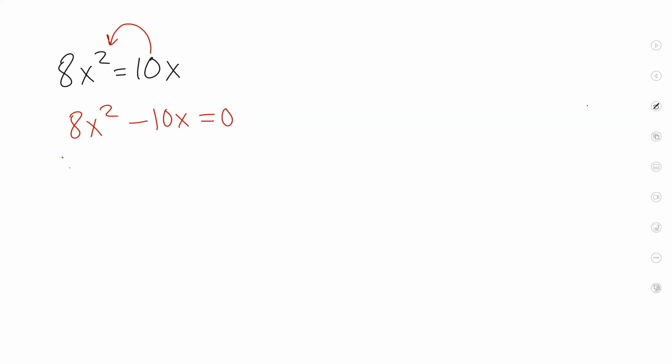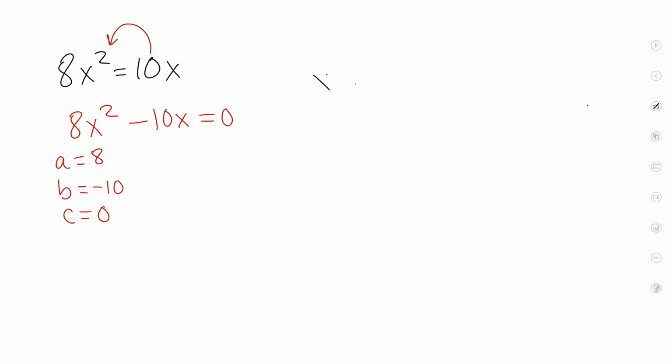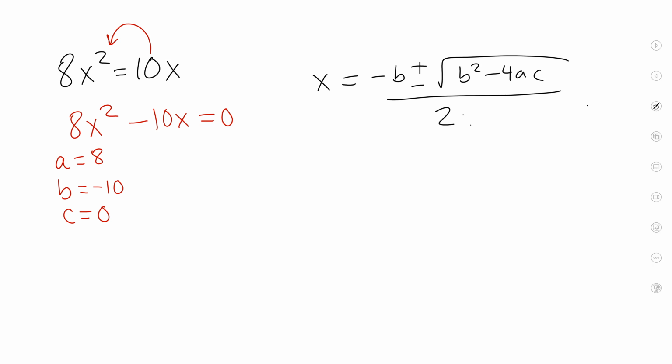So my A value is 8. My B value is negative 10. My C value is 0 because I don't have one. And now we'll use the quadratic formula, and it's always the same. X equals negative b plus or minus square root b squared minus 4ac all over 2a.